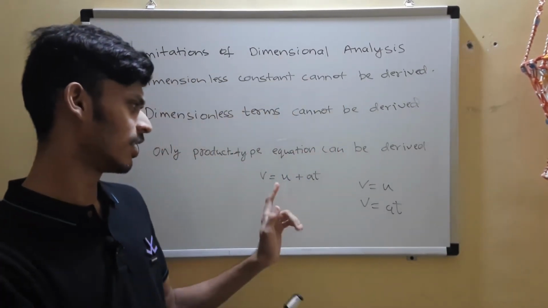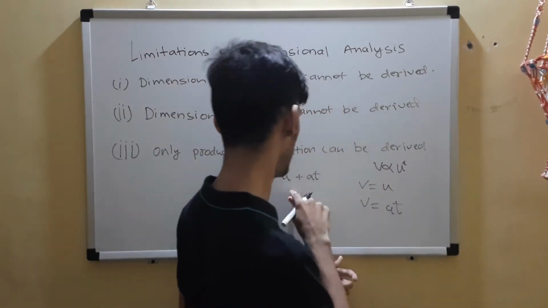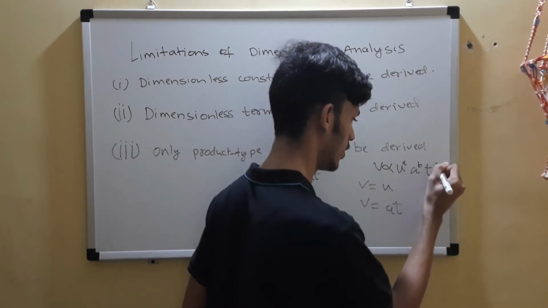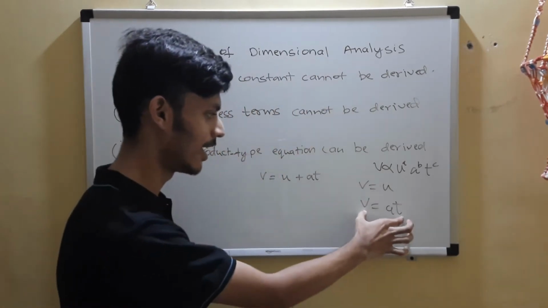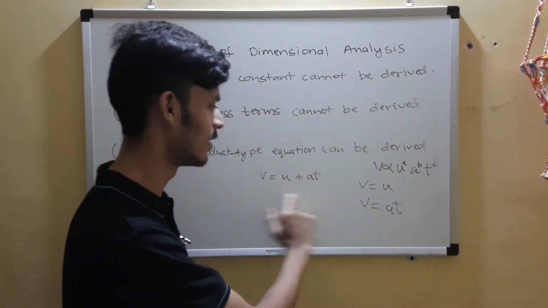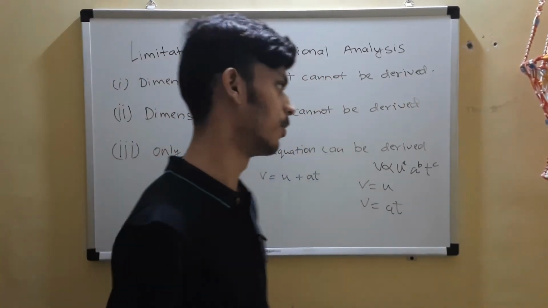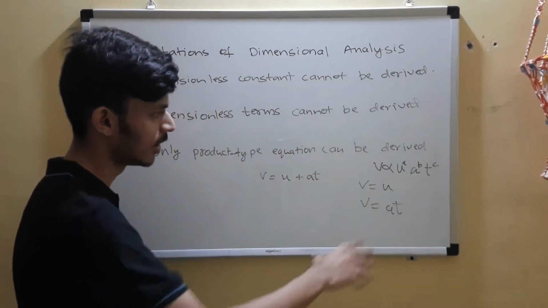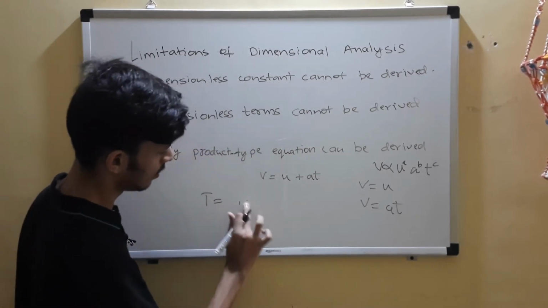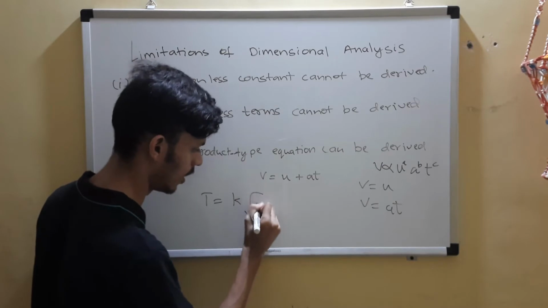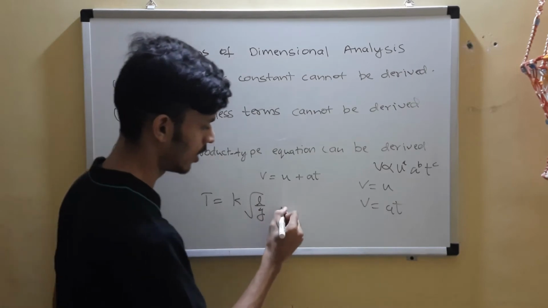I want you to take it this way: u raised to a, a raised to b, t raised to c. In one case you'll get it this way, and in the other case you'll get it this way. You'll never obtain this sort of formula through dimensional analysis. So only product type. What do I mean by that? All the terms in that equation should be a product. Let's remember those which we had derived. Let's not write the constant; we'll write it as k only, L by G. On the right hand side, all of them are products.